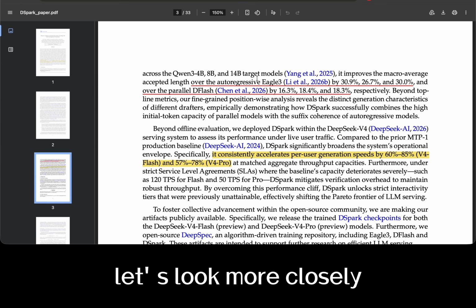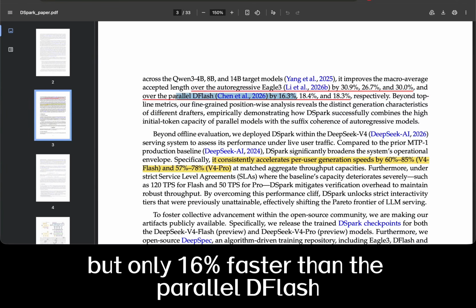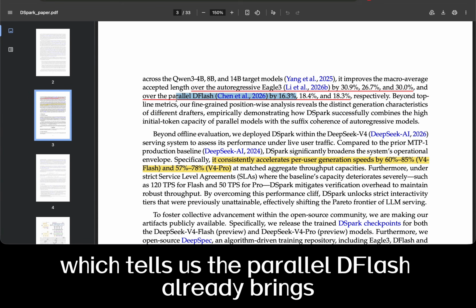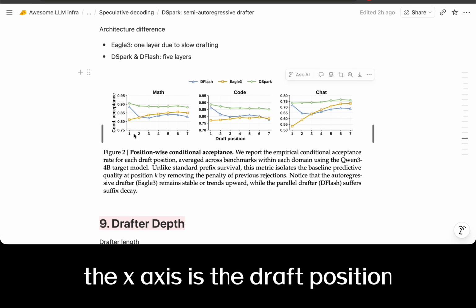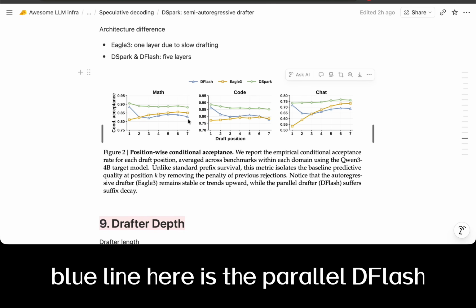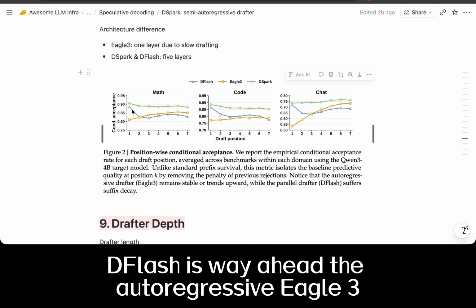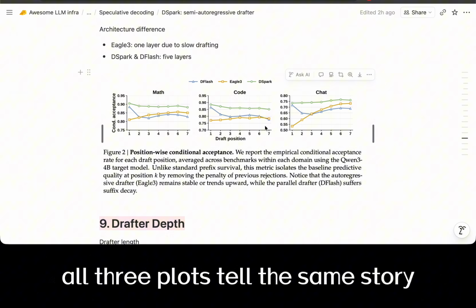Let's look more closely. Notice that DSpark is 30% faster than the autoregressive Eagle 3, but only 16% faster than the parallel DFlash, which tells us the parallel DFlash already brings most of the speed up. Why? Look at these 3 figures from the paper. The x-axis is the draft position and the y-axis is the acceptance rate. Blue line here is the parallel DFlash. At the very first draft token, DFlash is way ahead of the autoregressive Eagle 3, but it falls off more and more at later positions. All 3 plots tell the same story.